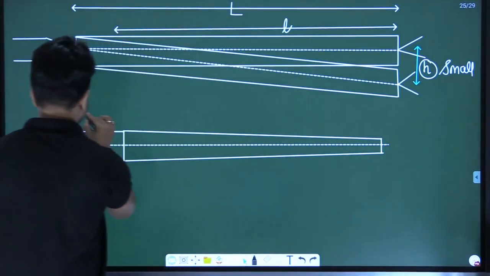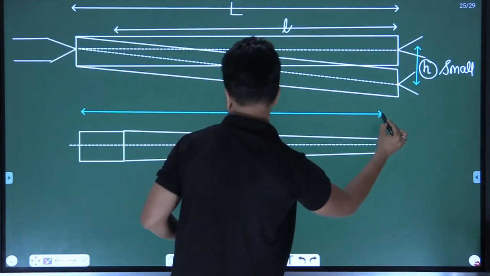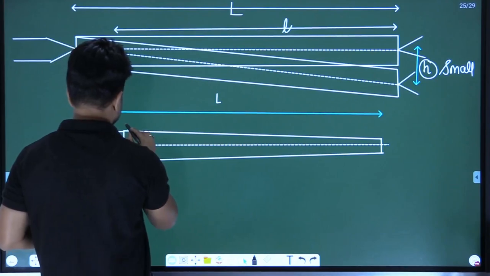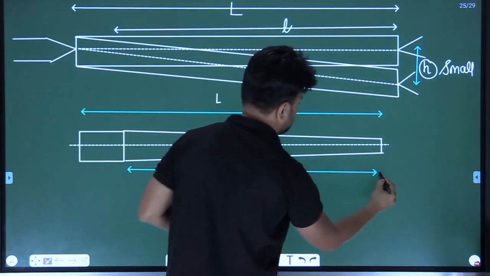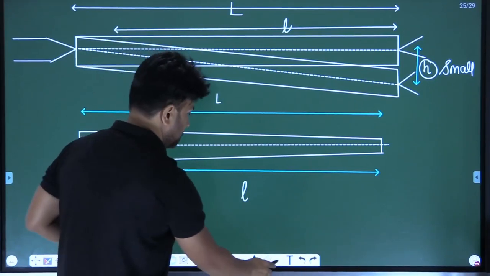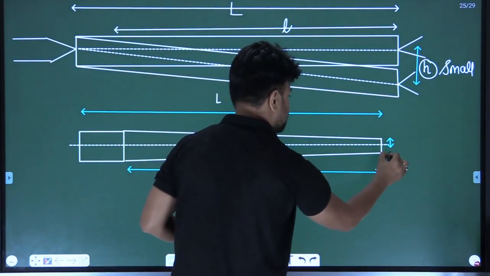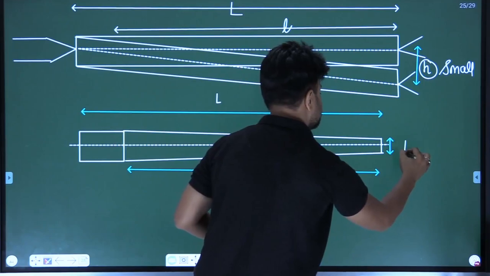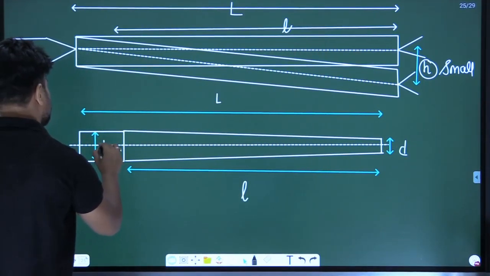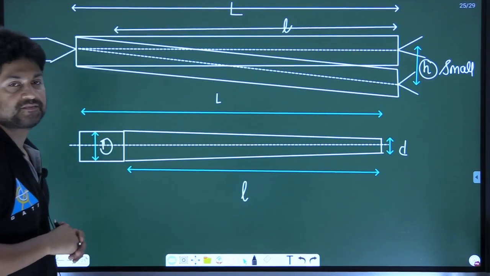Now, this is the total length, capital L. And this is the taper length, where you are doing the tapering. This is the small diameter, small d. And this is the capital diameter, capital D, of the other end of the taper surface.